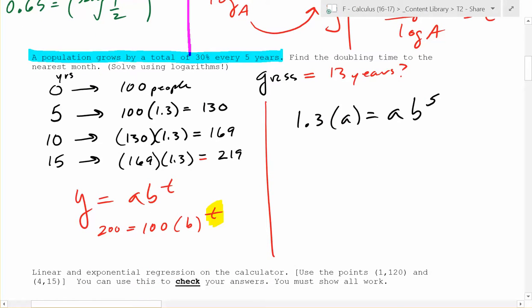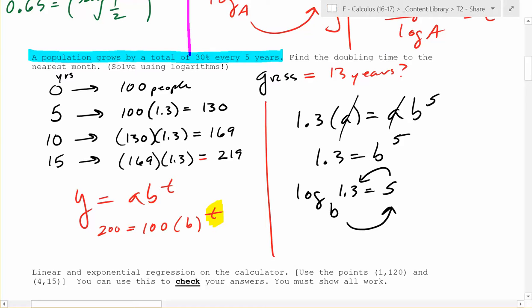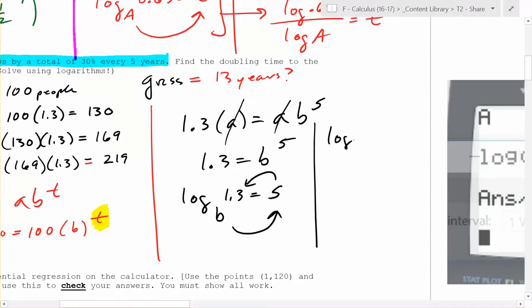Yeah, exactly. Is everybody okay with this? What cancels? The A value cancels, and you have 1.3 equals B to the what? 5. So log base what? Log base B of 1.3 equals 5. Remember the circle thing? It takes a little while to remember. That's fine. But then there's the change of base formula. What does that tell you? Log of 1.3 over what equals 5.